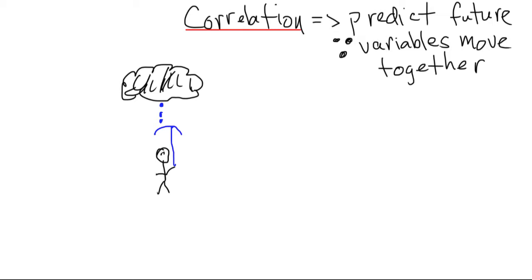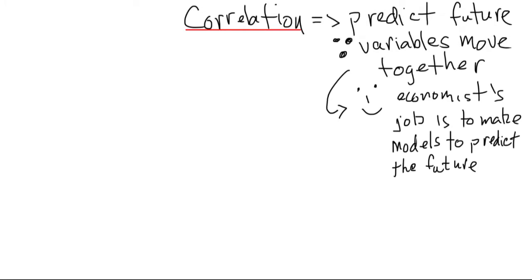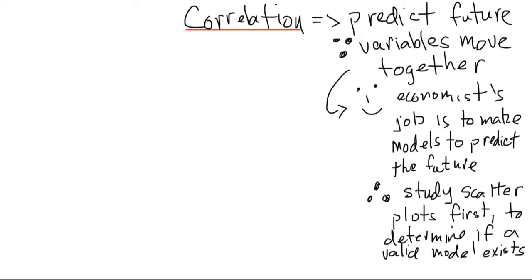second to occur. When an economist can find two variables that move together, they're very happy because their job is to make models to predict the future, where a model is a simplified version of reality. So what do economists do when they want to develop a model? The first thing they do is they look at real-world observations, think about the relationships that they're seeing, decide on a relationship, plot and study the scatter diagram first, because this helps them determine if a valid model exists.